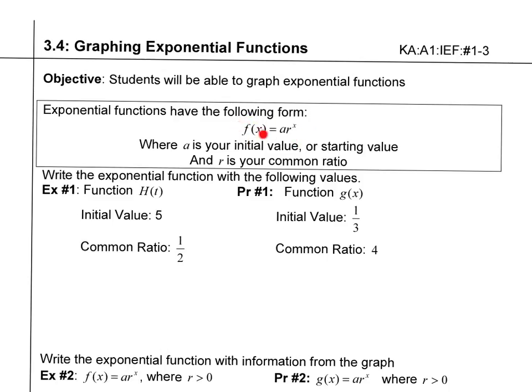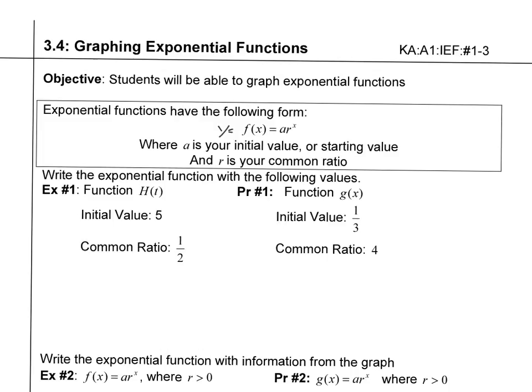So you could say f of x, or remember f of x is just the same thing as y, equals ar to the power of x. That's what defines an exponential function, that the x value is actually in the exponent. We call a our initial value, and we call r our common ratio. Initial value meaning that's where this thing started. So that's actually when x is 0, that's our y value. It's the same thing as whatever a is.